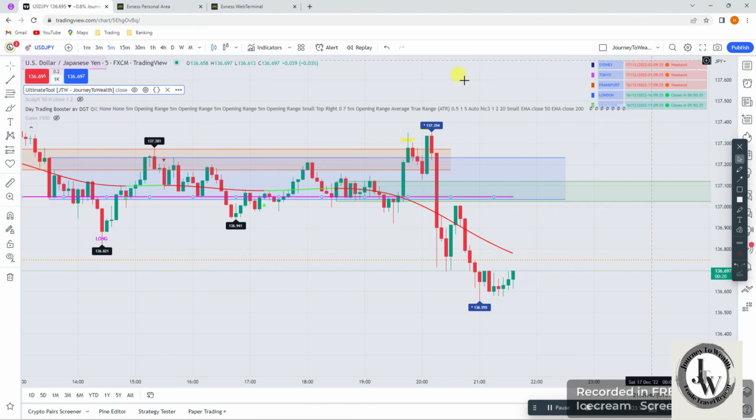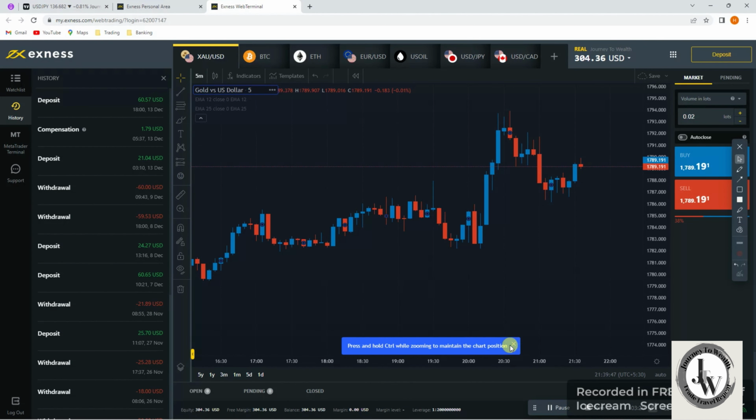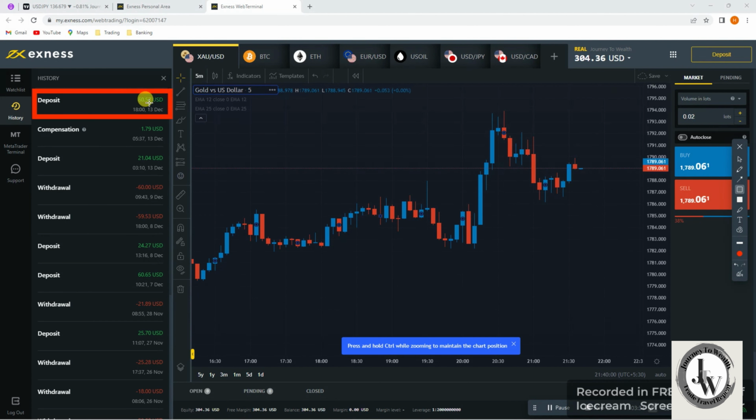in my account. Till date, I'll show you the history of the deposit and withdrawal. As you can see, the deposit was made at 18 hours on the 13th of December, and that was $60.57. Before that, on the same day in the afternoon, I wanted to deposit $60, but instead, for trying out the indicators, I deposited $21, and from that $21, in order to do a trial thing, I lost the entire amount, and thus you can see the compensation part is written.